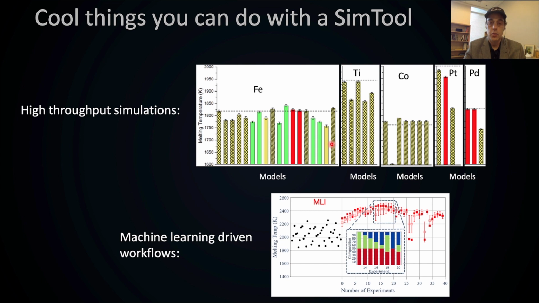Another thing you can do that's very cool is you can drive one of these SimTools with a machine learning workflow. In this case, we're looking at high entropy alloys, and we're trying to find the composition of the alloy with the highest possible melting temperature. And we use a technique called active learning to do that. And again, we have a workflow that calls the SimTool services to provide information.